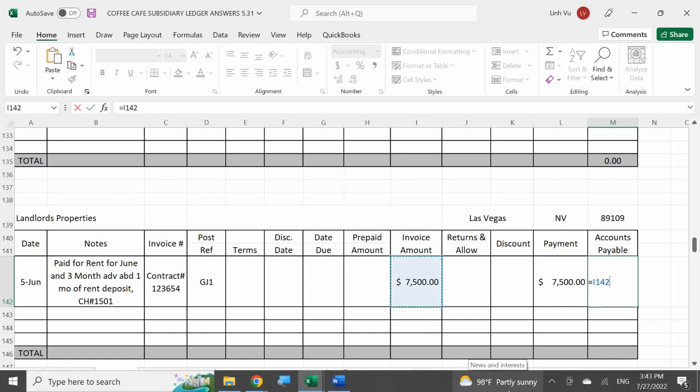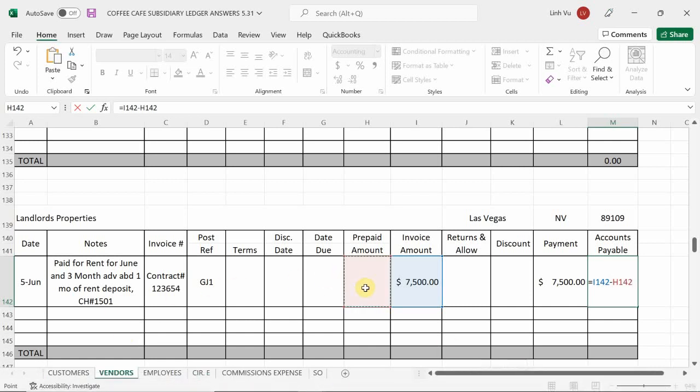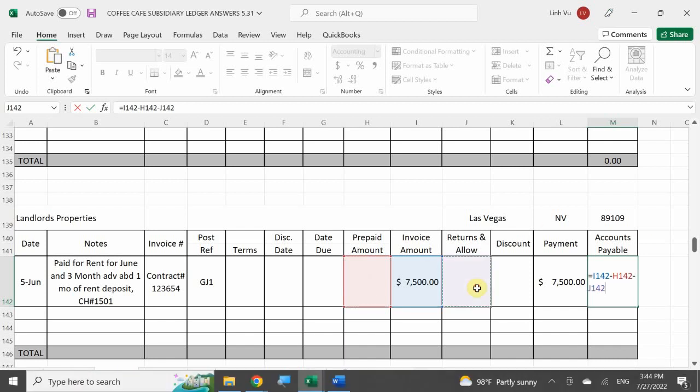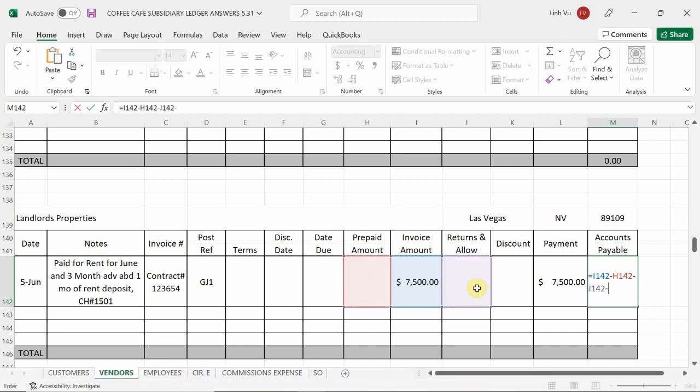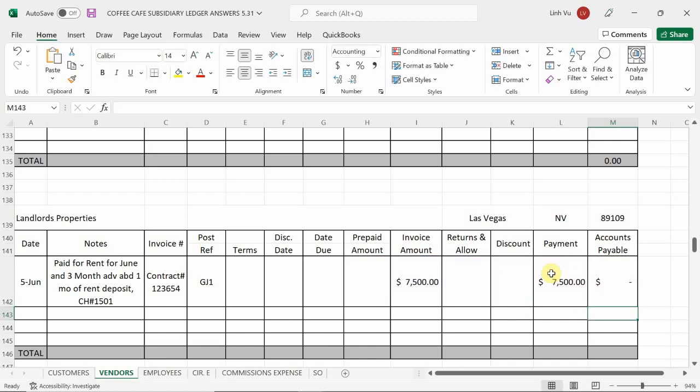Things that decrease my accounts payable are any prepaid amounts. If I have a credit, it's going to decrease it. If I have any returns or any allowances, it will decrease it. If I have any discounts, it will decrease it. And lastly, any payments will 100% decrease my accounts payable. So in this case, right now, my current balance is 0. Why? I owed $7,500. I paid $7,500. So I currently owe landlord properties nothing.